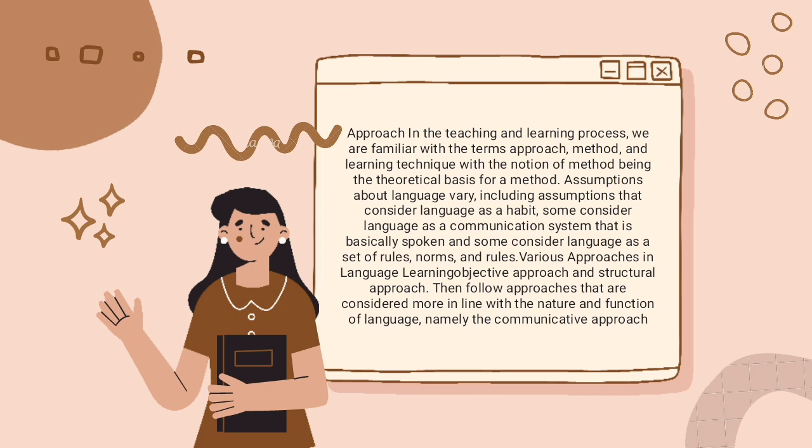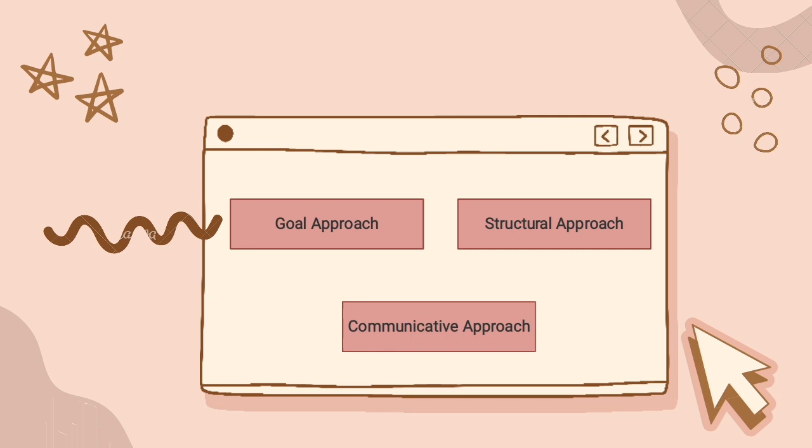Various approaches in language learning: objective approach and structural approach, then followed by approaches that are considered more in line with the nature and functions of language, namely the communicative approach. There are three approaches. The first is goal approach. This goal approach is based on the idea that in every teaching and learning activity, what must be considered and determined first is the goal to be achieved.